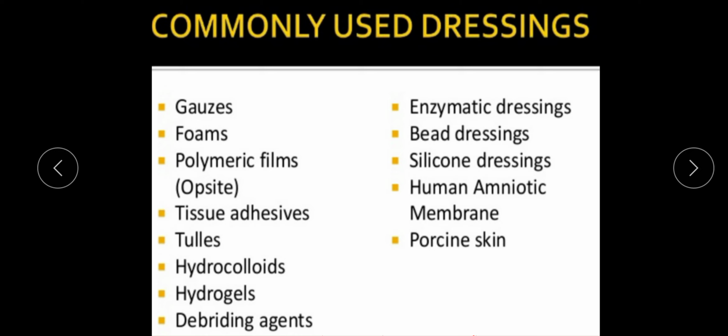So these are the different commonly used dressing materials. Also you can mention in your answer: gauze, foams, polymeric films, tissue adhesive, hydrocolloids, hydrogels, then debriding agents, enzymatic dressings, bead dressings, silicone dressings, human amniotic membrane, then porcine skin. So these are the things which you can mention in your answer.